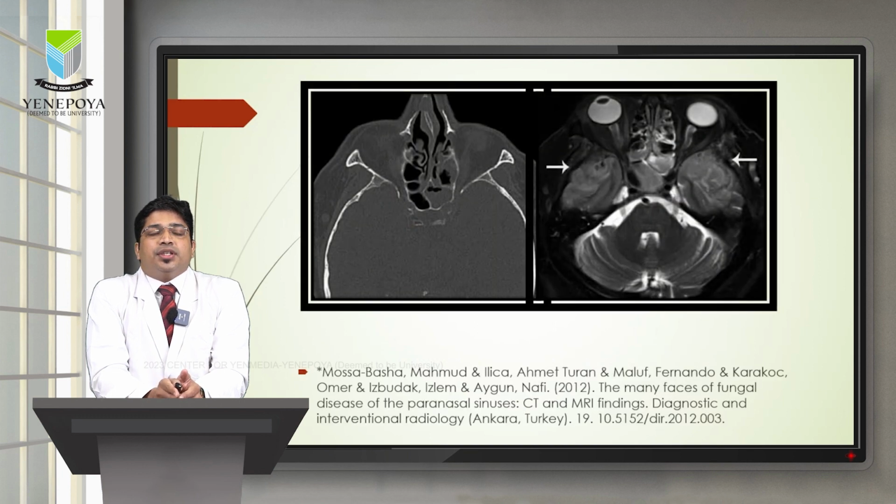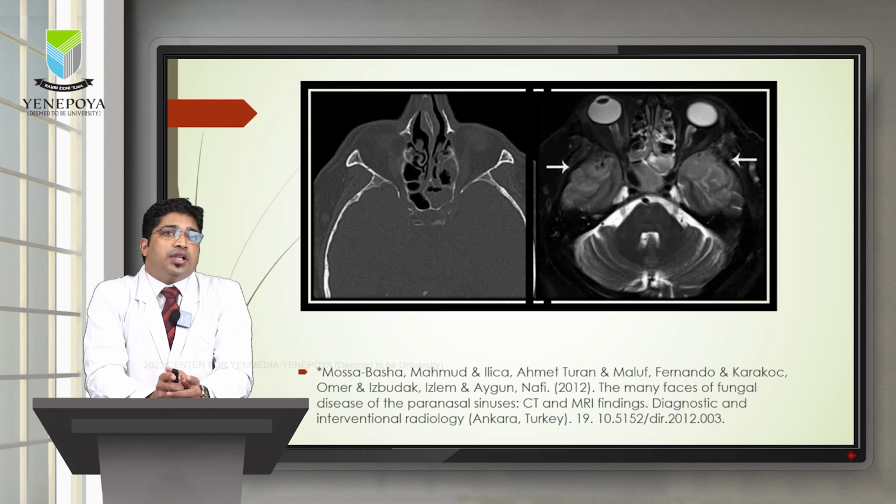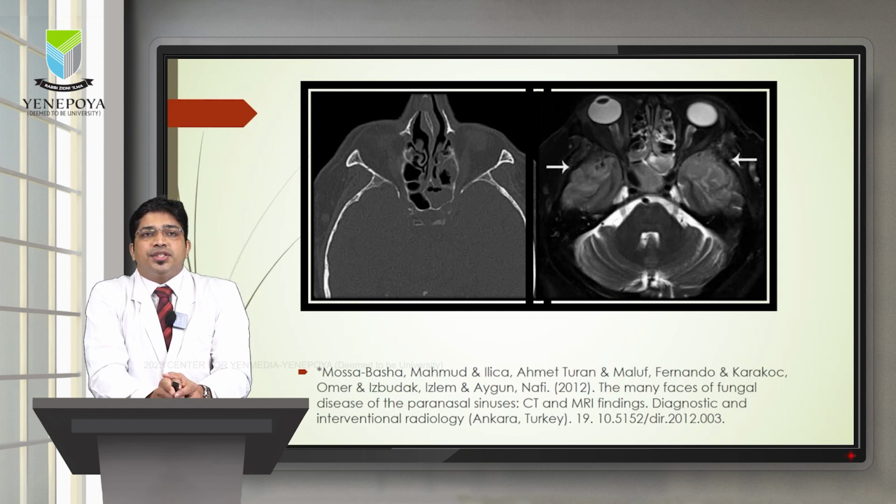As we see in this picture, on the CT PNS the sphenoid sinus has been involved with an air fluid shadow in the sphenoid sinus. We also see that the adjacent posterior ethmoid sinus has been involved here. The same patient's MRI shows focal ischemic areas or infarcts on the bilateral temporal lobes of the brain. So combining MRI with CT will give a lot more information than just doing a CT PNS or CT brain.